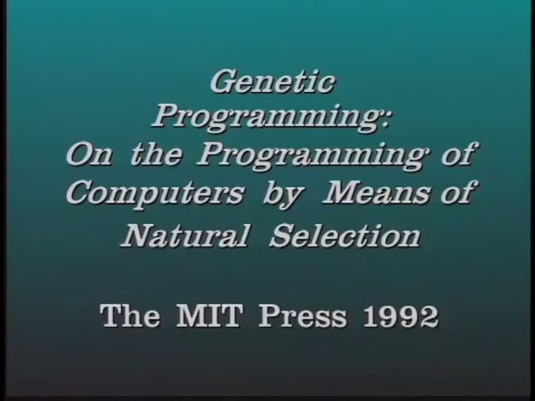My first book, Genetic Programming, on the programming of computers by means of natural selection, began to address the question of how to get a computer to learn to solve a problem without explicitly programming it. It provided evidence that genetic programming can evolve programs that solve or approximately solve a variety of problems, and that computers can be programmed by means of natural selection.